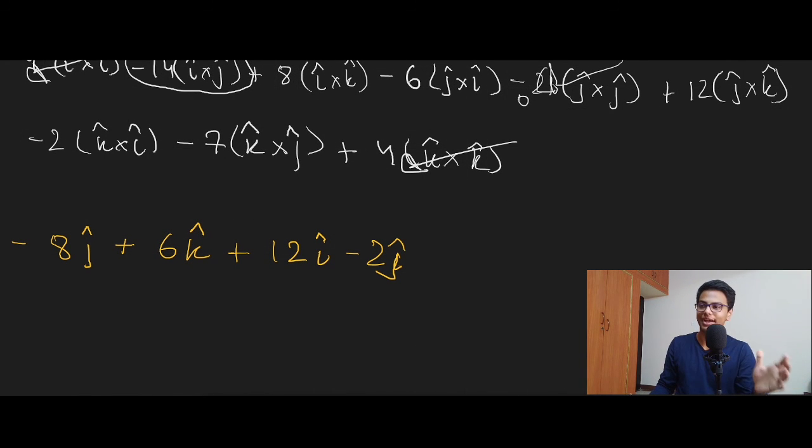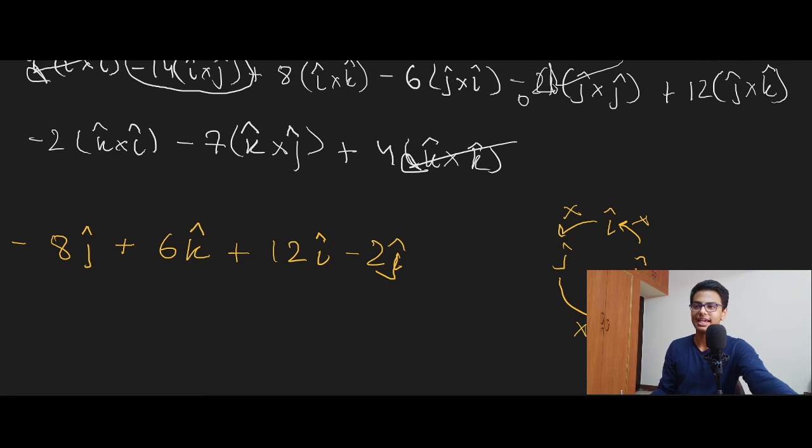Then last term, finally, your K cap cross J cap gives you what? K cap cross J cap gives you minus I cap. Right. Just remember this. This is a shortcut. I, J, K. Make a circle, like this, and then just make this arrow. All right. So I cross J is K. J cross K is I. K cross I is J. Right? And if it goes anywhere in the opposite direction to the circle's direction, then it becomes negative, right?